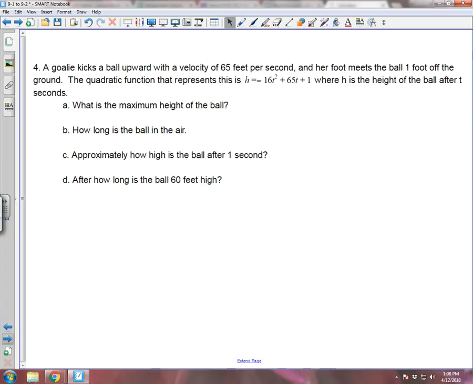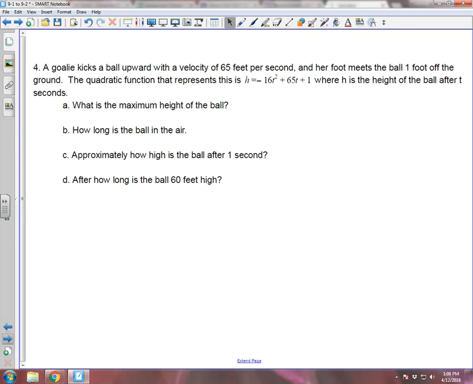Okay, more practice on these word problems here. A goalie kicks a ball upward with a velocity of 65 feet per second, and her foot meets the ball 1 foot off the ground. The quadratic function that represents this is h equals -16t squared plus 65t plus 1, where h is the height of the ball after t seconds. Everybody understand the situation? Yes?